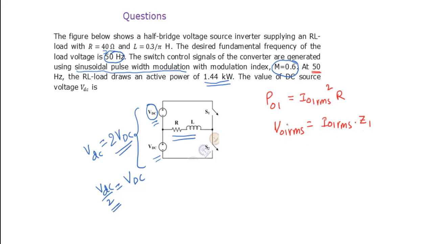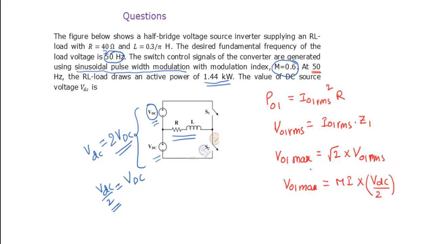Once you get this, then we can calculate V01 max. All are sinusoidal waveforms. How to calculate the max value from the RMS value? It is nothing but root 2 times the RMS value. Once you get that, we have the equation from the sinusoidal PWM technique: V01 max equals the modulation index multiplied by VDC by 2 in case of a half-bridge inverter.